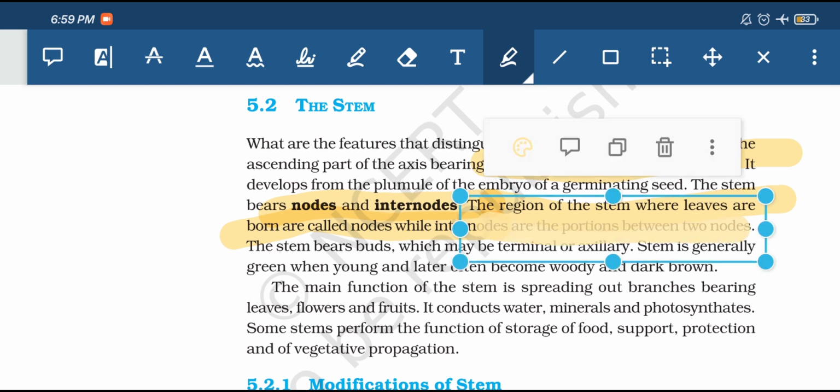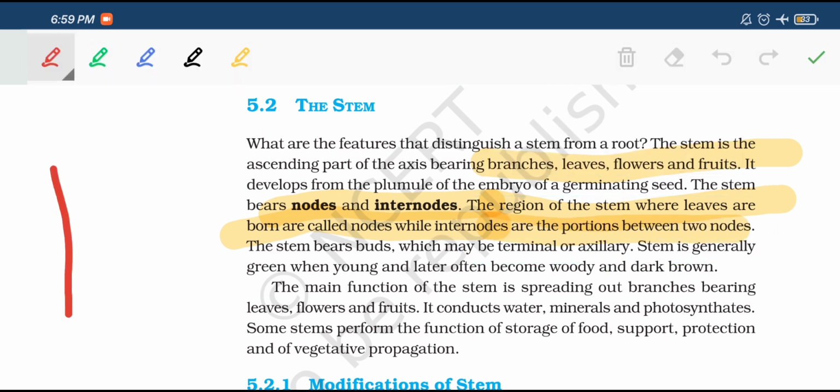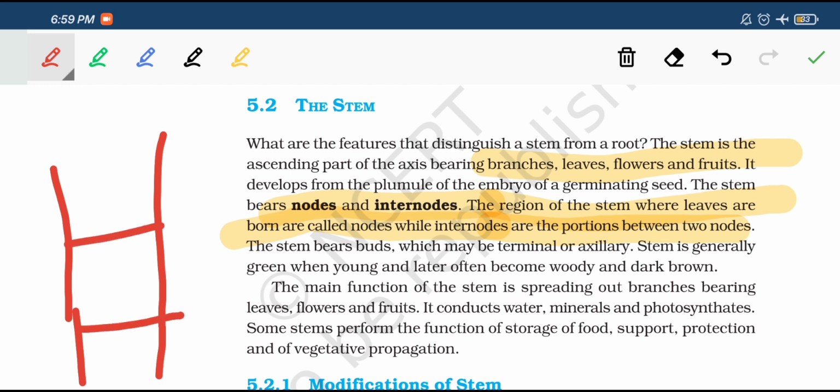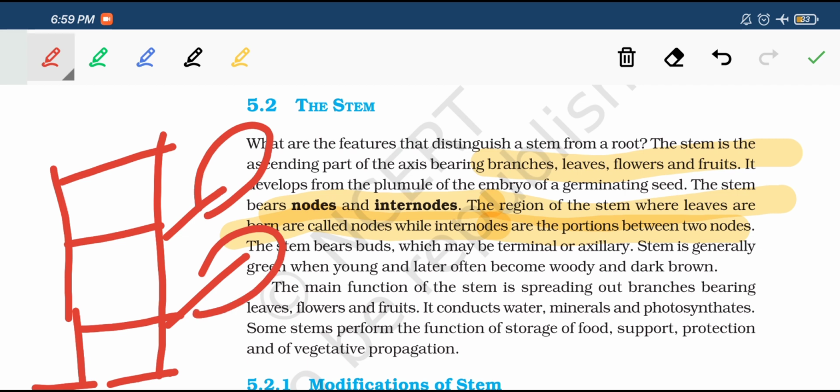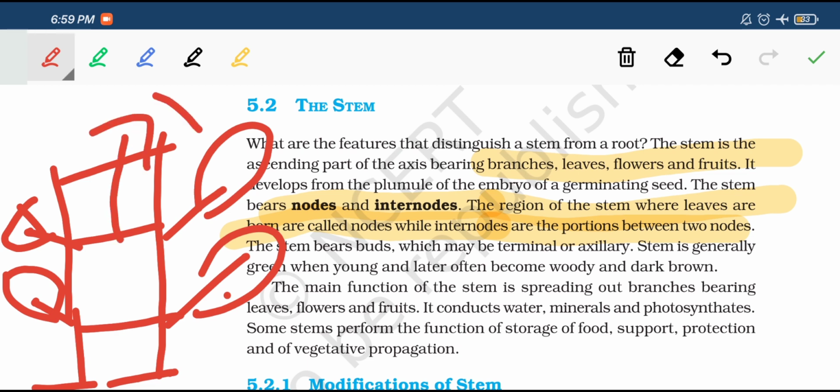between two nodes. Okay, so let us take, this is an XYZ plant, and this is the stem of that plant. So this is the whole stem. Here a leaf arises, here also a leaf is there, here also a leaf is there, and here also a leaf is there. So this is the portion called node, and this whole portion is called internode. Is it clear? This is node and this is internode.